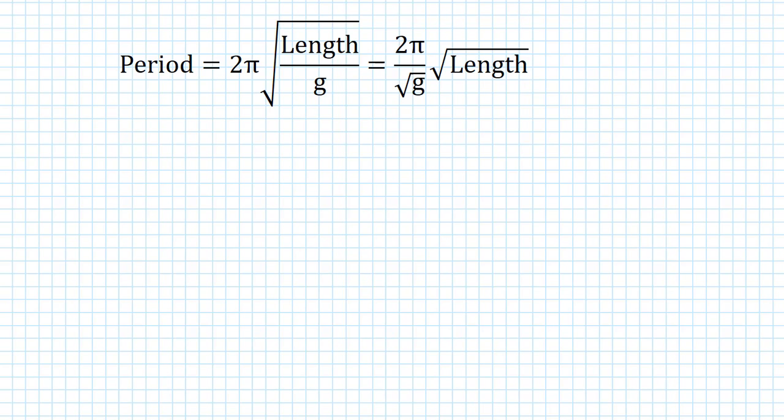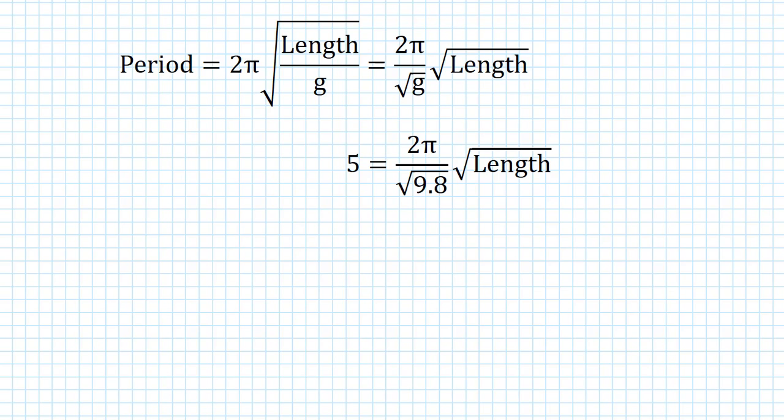The question is, how long does the length of the pendulum have to be to have a period of 5 seconds? So we're going to start out with the equation from our textbook. The period of a pendulum is 2 pi over the square root of g, and we know g is the acceleration of gravity, 9.8 meters per second squared, and we multiply that by the square root of the length.